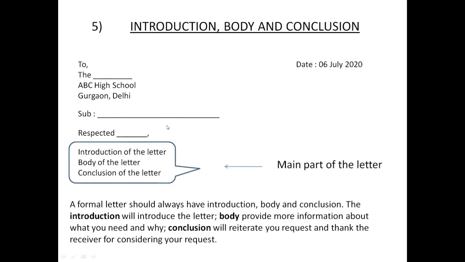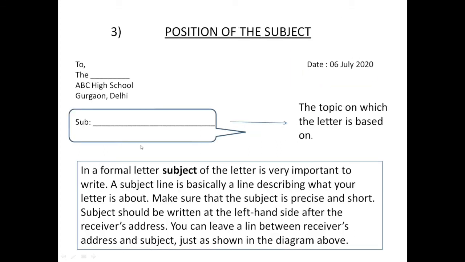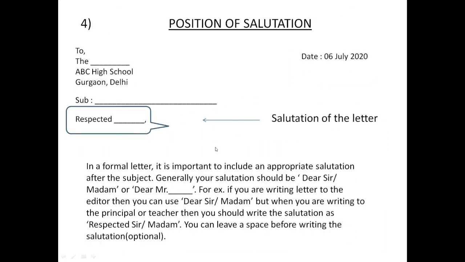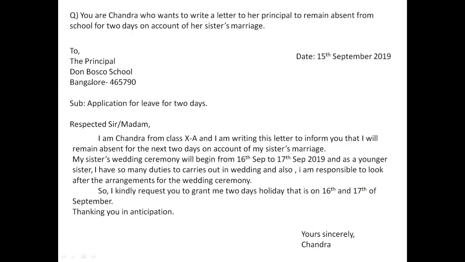So in total how many steps do we have to follow? We have to follow 6 steps. So it is easy for you to memorize the steps we have to follow. Now let's see one example. You are Chandra, who wants to write a letter to her principal to remain absent from school for 2 days on account of her sister's marriage. Now there is an example and how to write.